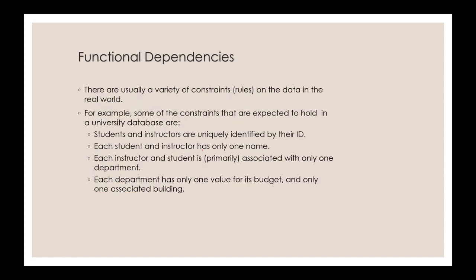So what are functional dependencies? There are usually a variety of constraints on the data in the real world. For example, in our university database that we talked about when we studied SQL, students and instructors are uniquely identified by their ID. So the ID number is unique. No two students or instructors should have the same ID. It's a unique ID.